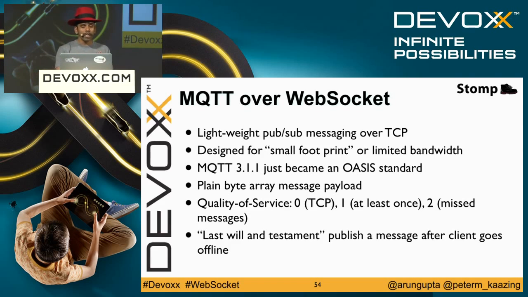And then the second one is last will and testament. This is a very important concept of MQTT because of the way all these MQTT agents are deployed in remote environments. Last will and testament says if the agent goes away, after the agent is gone, send at least one message, which could be like, hey, by the way, I'm gone. That is sent even after the agent has gone offline. So that's pretty cool.